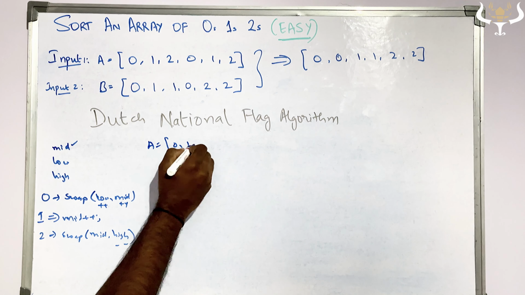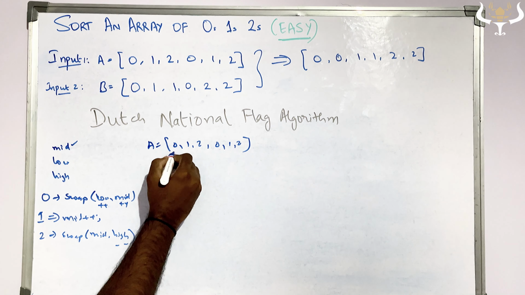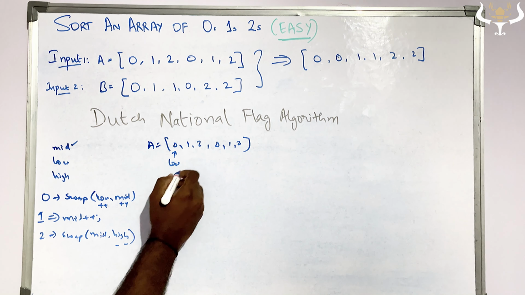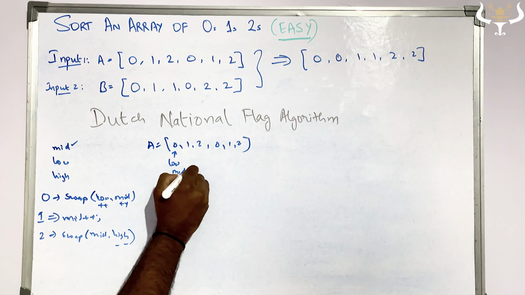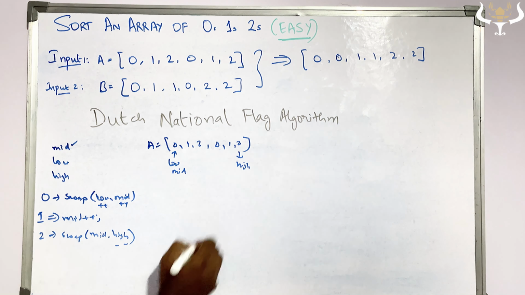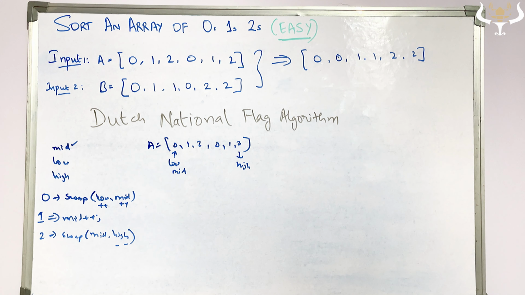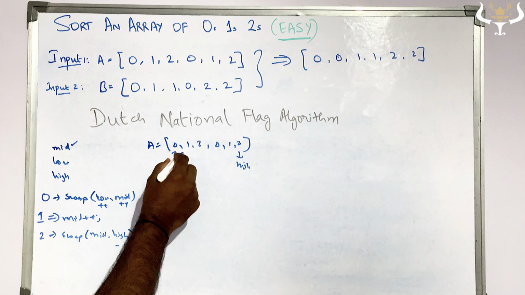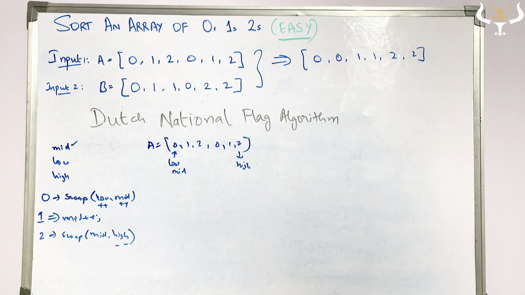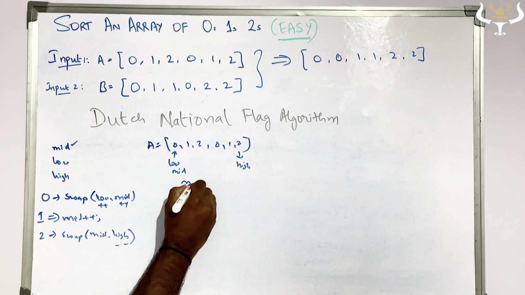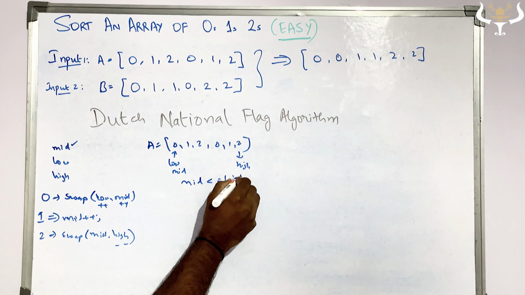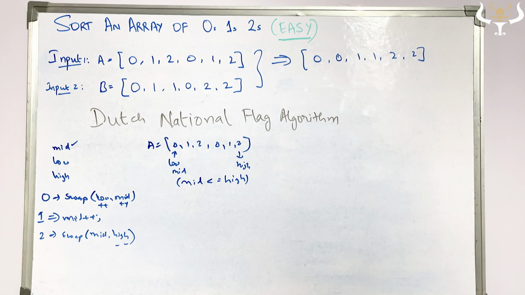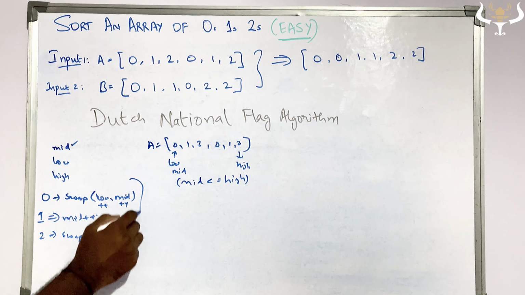So I have 0, 1, 2 and 0, 1, 2. Initially this is my low and this is my mid as well, and this is my high. I'll be initializing low and mid to 0 and high to n minus 1. Now I'll have to traverse this array until my mid is less than or equal to high. I'll have to traverse the array and check if my array element at mid is equal to 0, 1 or 2 and do the appropriate operation as discussed here.